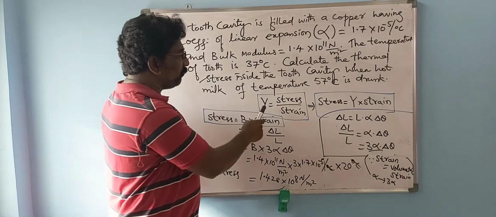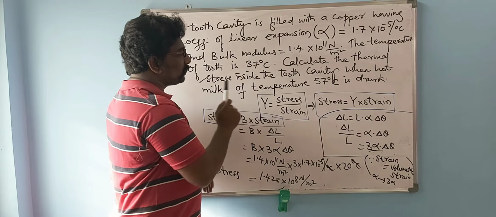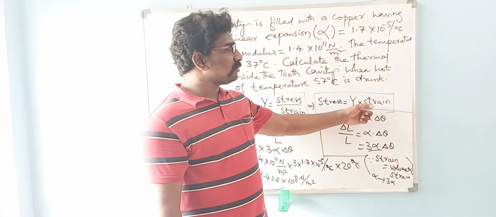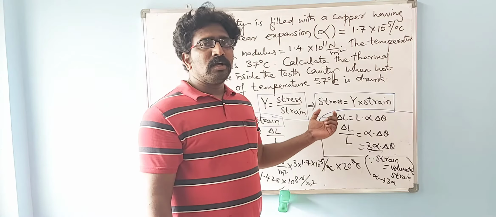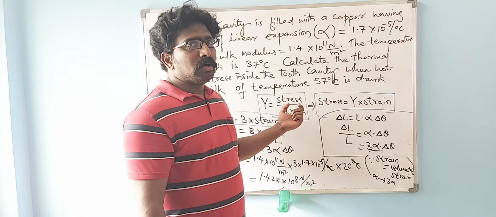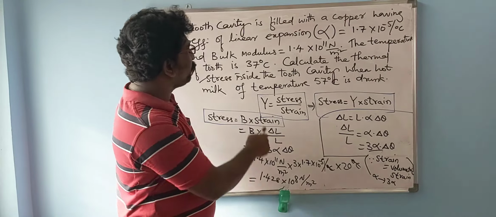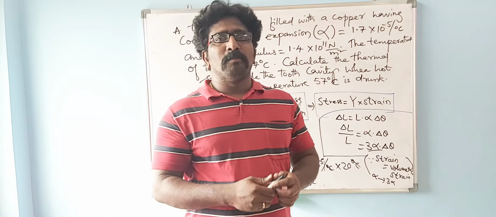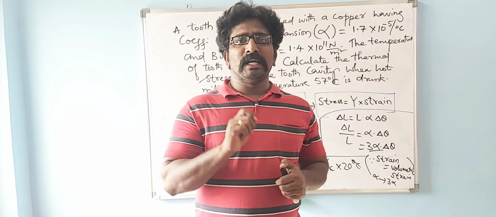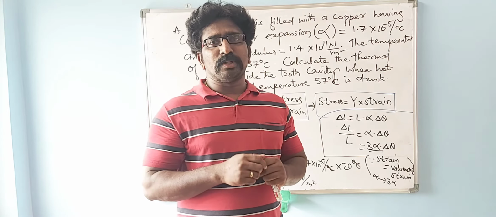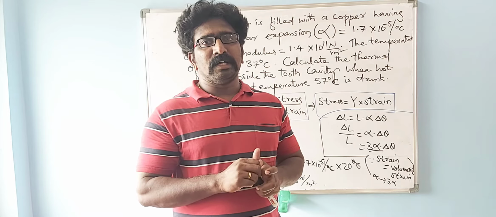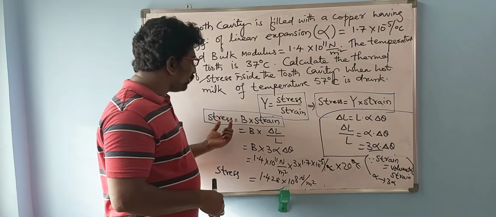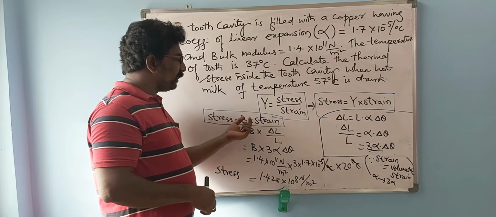We usually know that Young's modulus Y is equal to stress by strain, and stress is equal to Young's modulus into strain. Here we are talking about longitudinal stress to longitudinal strain, but in our problem bulk modulus is given. Bulk modulus B is nothing but hydrostatic stress to the volumetric strain. So now I can write stress is equal to bulk modulus B into strain.